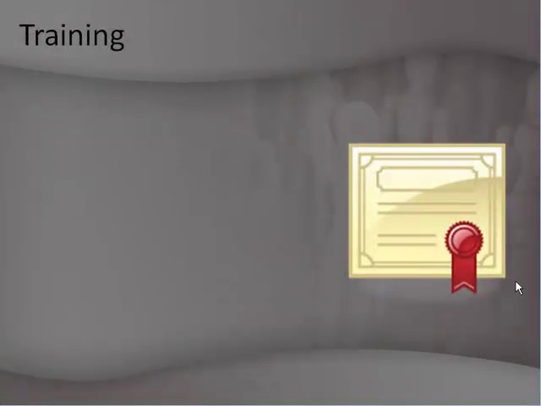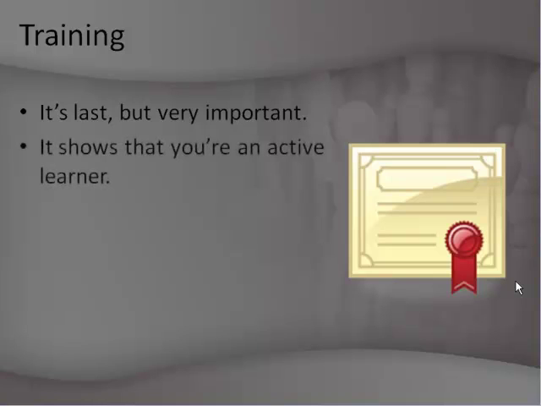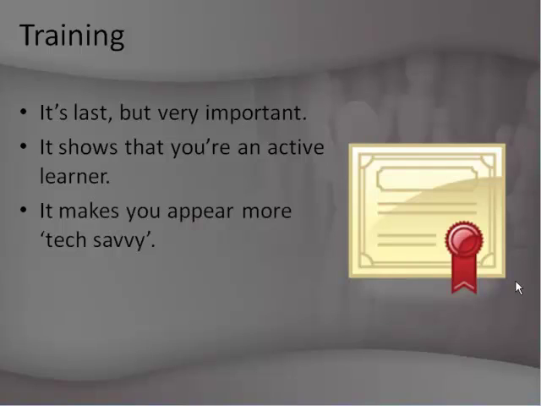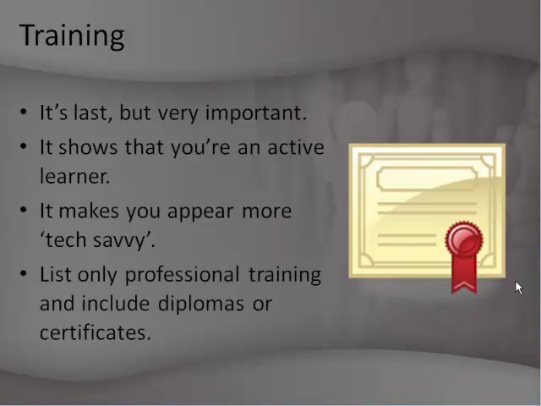And that brings us to the last section. That's training. This is the last, but it's also very important. There's a lot of benefits here. Showing that you've taken training, especially recently, shows that you're an active learner. They're not going to have that "can't teach an old dog new tricks" scenario. It also makes you appear more tech savvy, and that's very important, especially if you're an older job seeker. They want to know that you're up to date, or at least that you're willing to get up to date. You only want to list professional training, and make sure that you include any diplomas or certificates that you received. And that, my friend, is basically it.